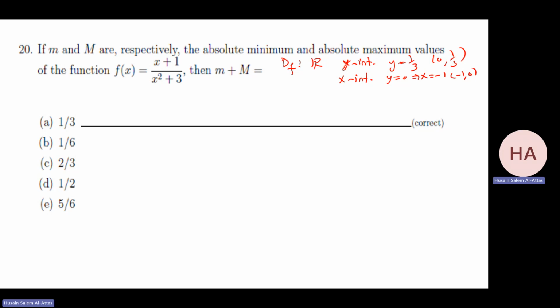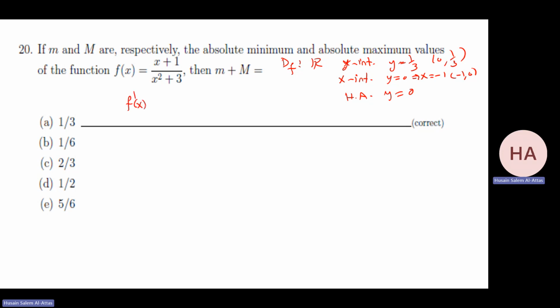Okay. What else? Symmetry: no symmetry. Asymptotes: I have a horizontal asymptote. Since the degree of the numerator is less than the degree of the denominator, y equals 0. That's it. Let me do f prime then.